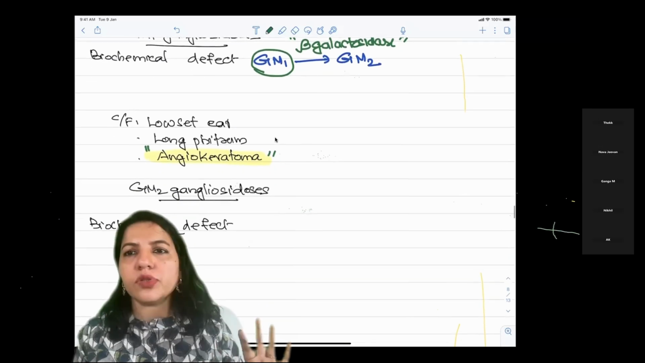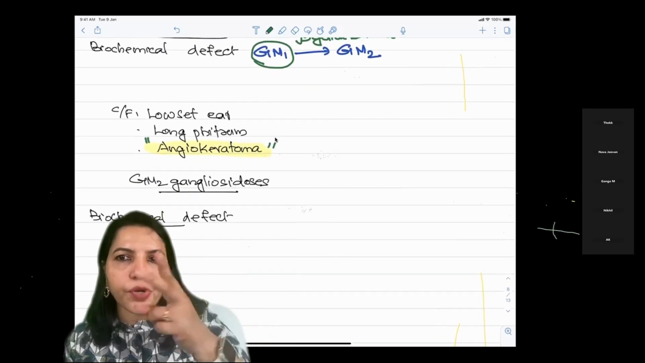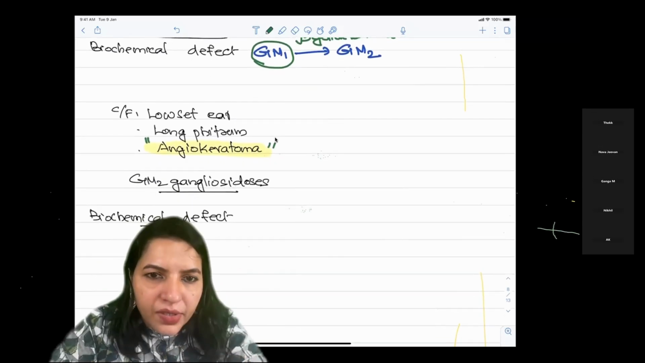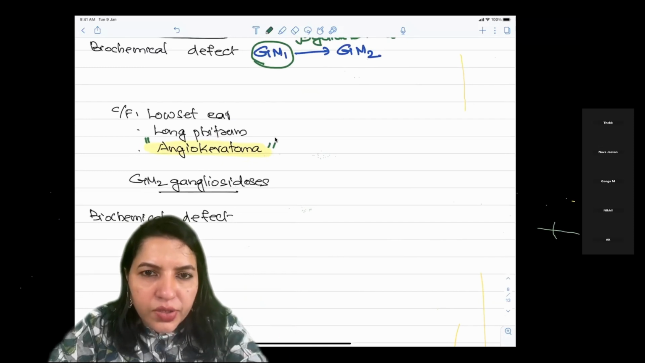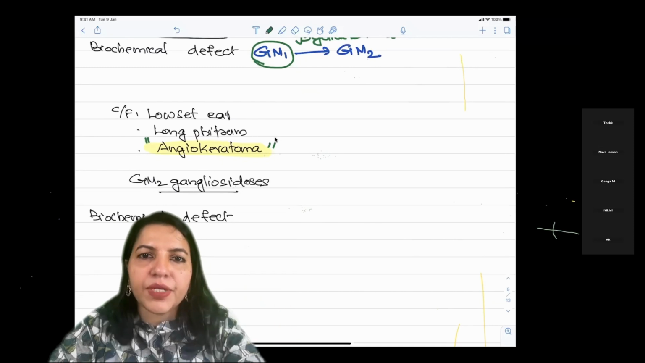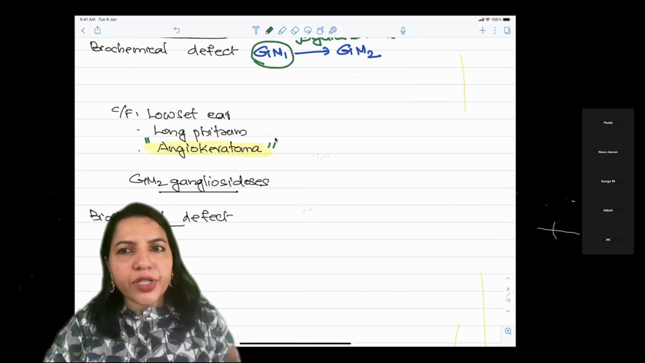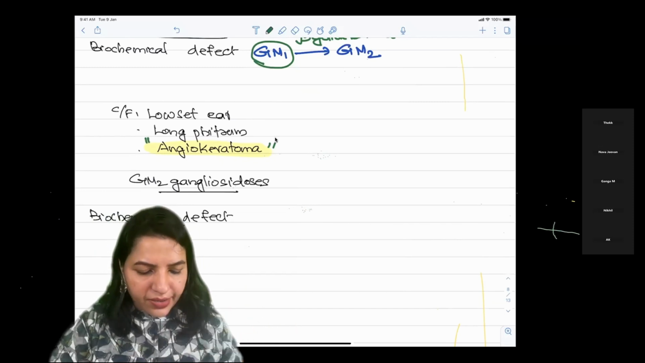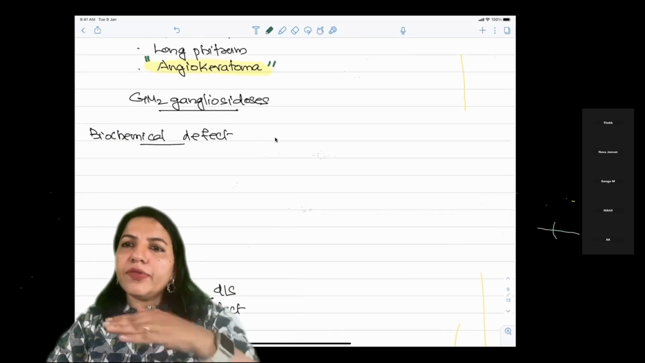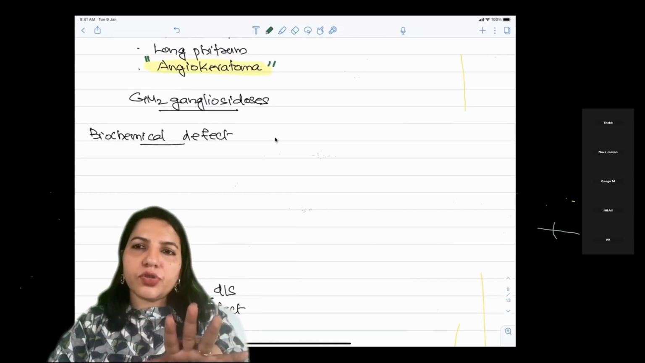For GM1 gangliosidosis, what are the two important points that come to your mind? Just comment. Only two things you need to learn. Angiokeratoma, good. Number two, enzyme: yes, beta galactosidase. No need to learn anything else. Two things, angiokeratoma and beta galactosidase, nothing else. Next we go on, I will come back to this. All these things together, I'll summarize.